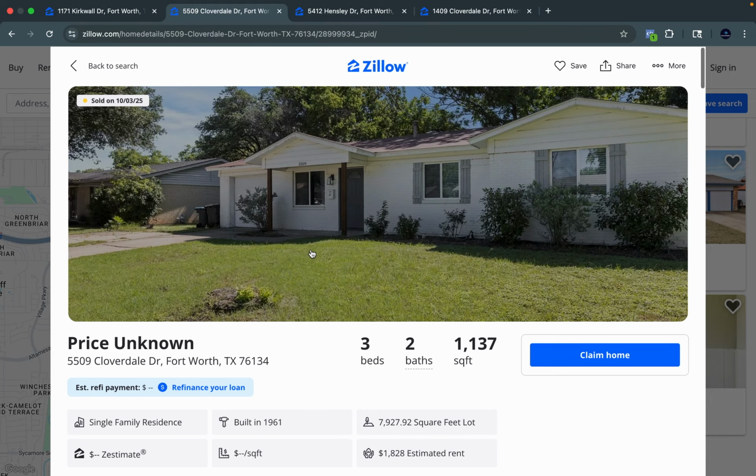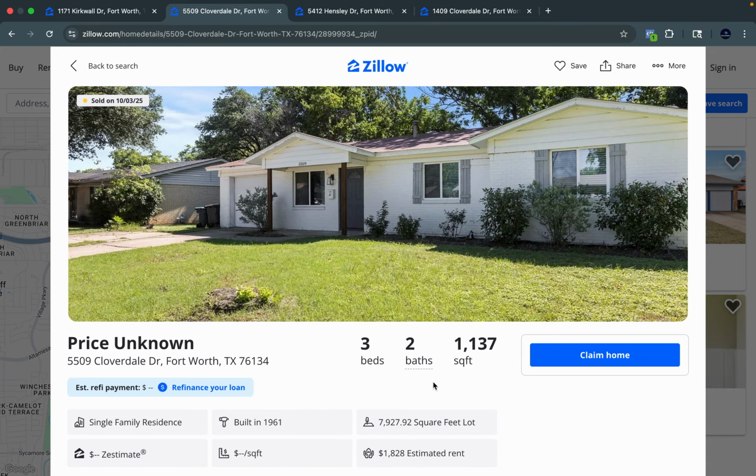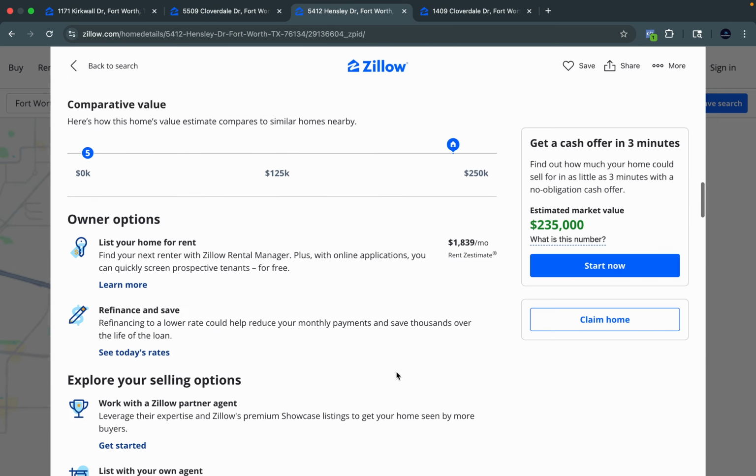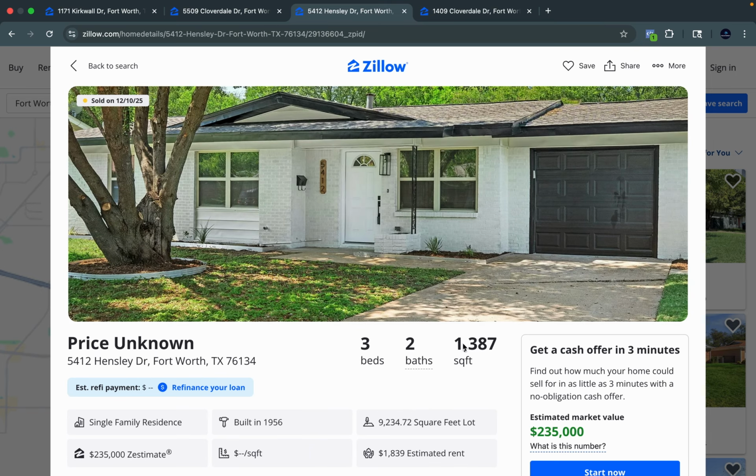So the next step, when finding ARVs, you want to get whatever price it sold for and divide it by square foot. In this case, you want to get 230,000 and divide it by 1,137, and then you'll get the price per square foot. You want to do the same thing to this one as well. You want to get what it sold for, in this case we'll say 239,000 just to be conservative, and then divide it by this square foot number. And same thing for this one.